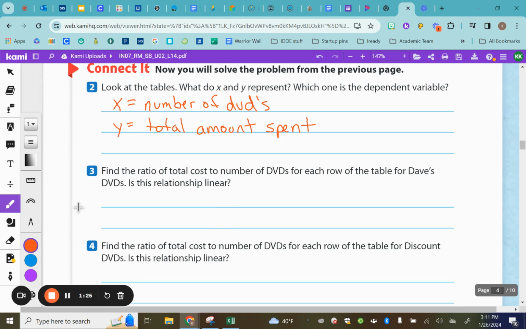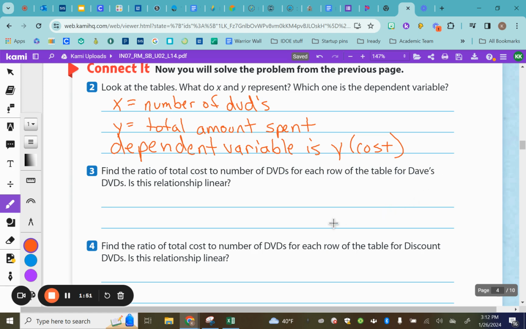So X is DVDs, Y is the amount spent, and then it also wants to know which one is the dependent variable. Dependent means it depends on the other one. So the dependent variable is Y, which is the cost, because the cost depends on how many DVDs you buy.